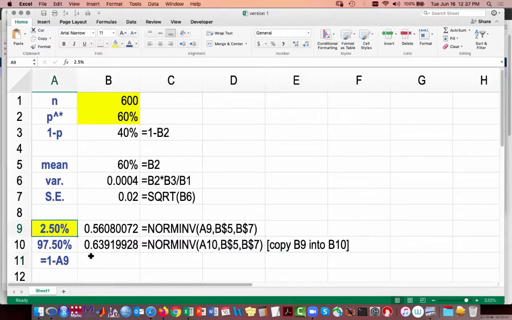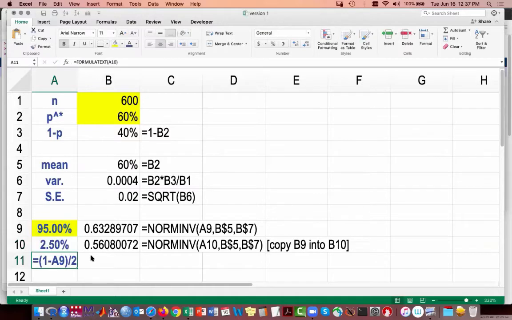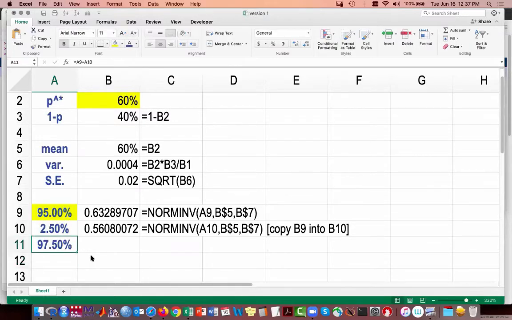I'm actually going to put in the value 95% here. And then in this cell, I'm not going to have this here. I'm actually going to have it. So then this is going to be 1 minus A9 divided by 2. And then this is going to be A9 plus A10.